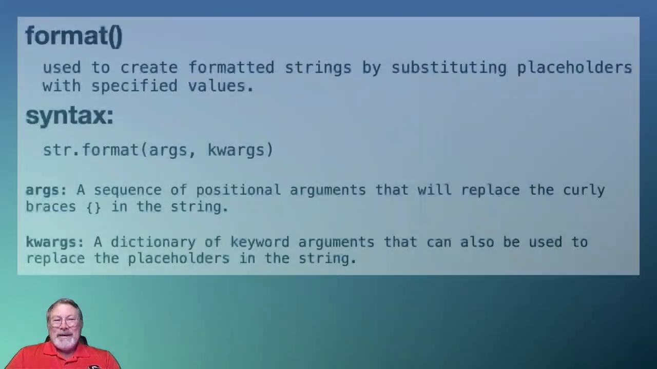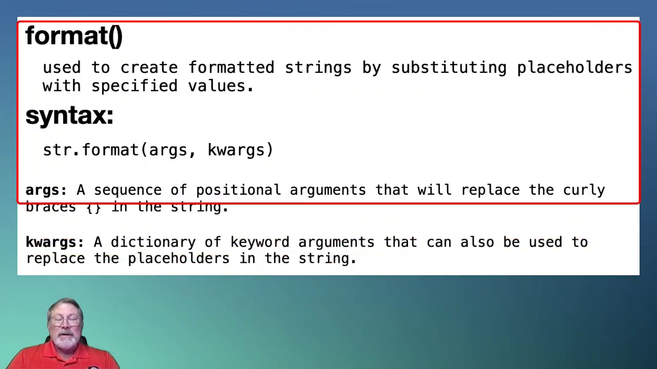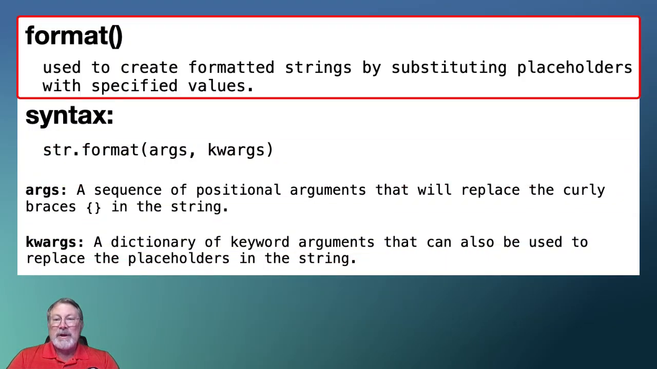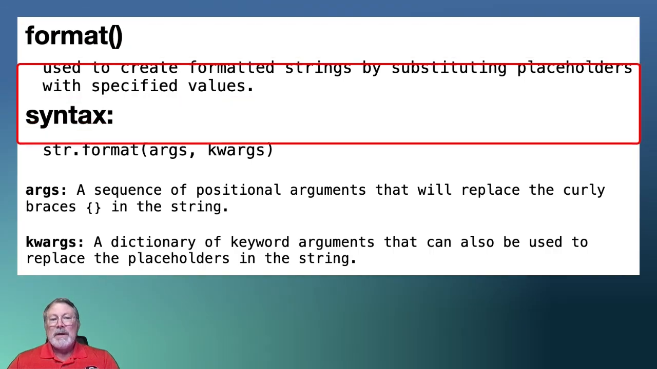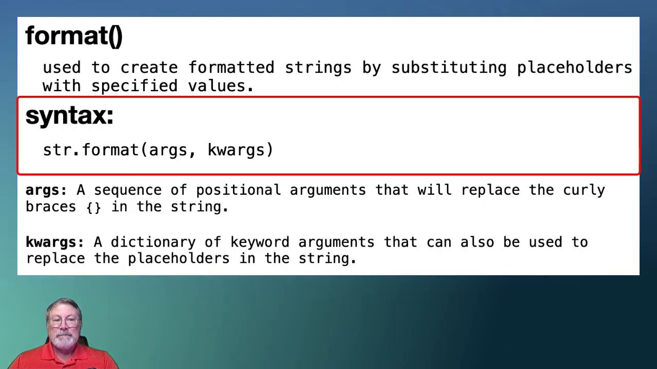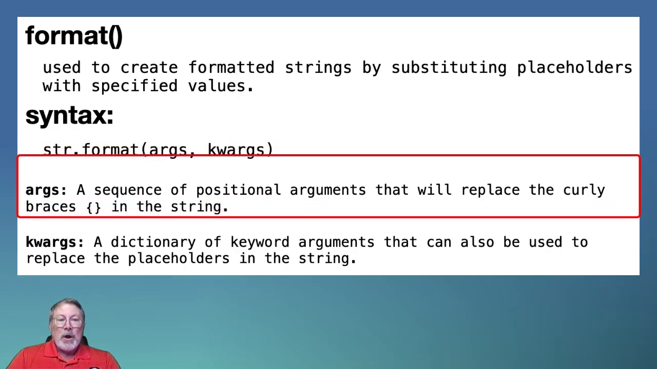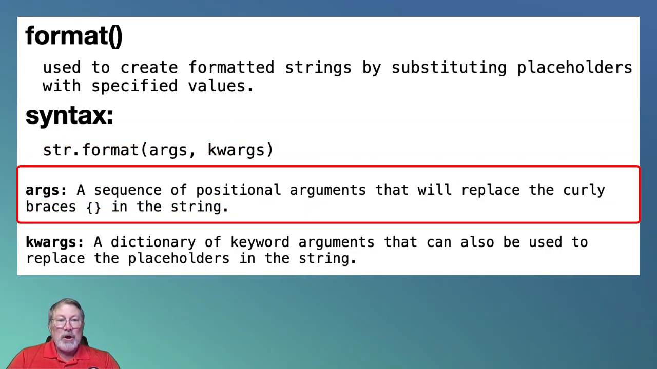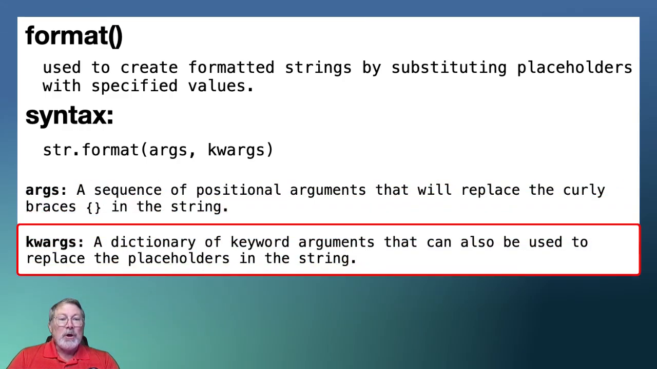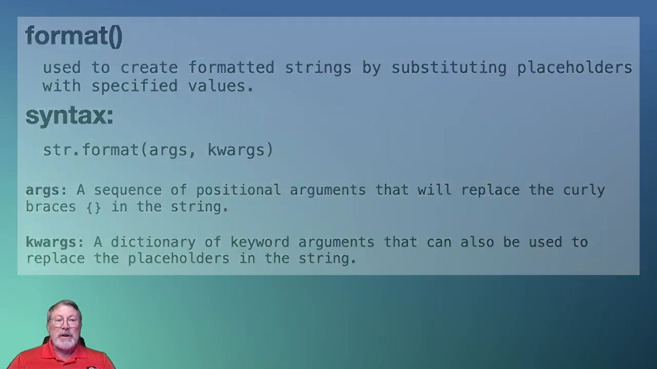Let's dive in. The format function in Python is used to create formatted strings by substituting placeholders with specified values. Here's the syntax. Format with the attributes args and kwargs. Args represent positional arguments to replace placeholders in the string. Kwargs represents the keyword arguments for the named placeholders. The placeholders are defined using curly braces in the string.